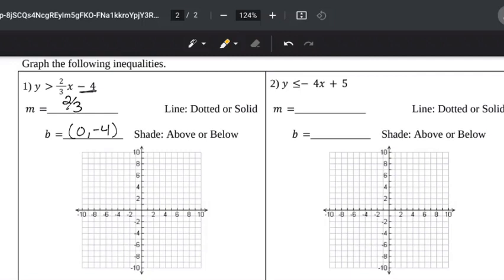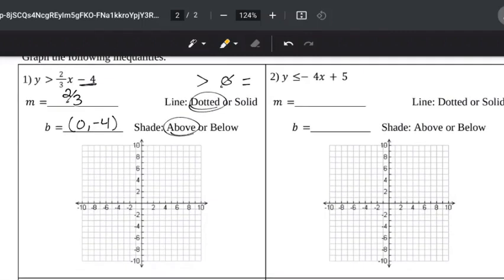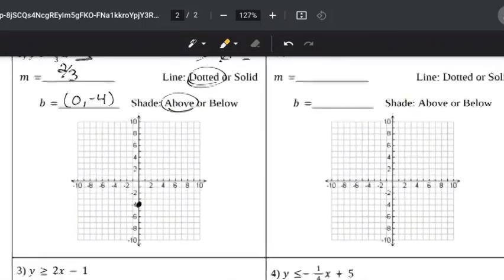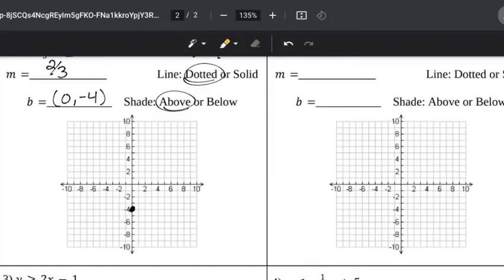Now let's take a look at what type of line. So it is just greater than, it is not equal to. So it's dotted. And shading, greater than, means above our line. So let's go ahead and graph the information we know. We know the y-intercept is 0, -4. So I'm going to go down to -4 on our y-axis. And then our slope is going to be up to the right 3.